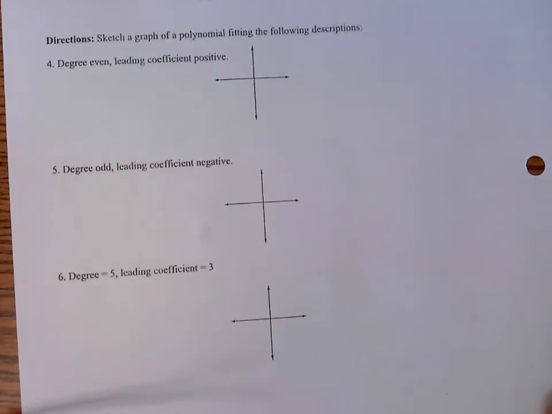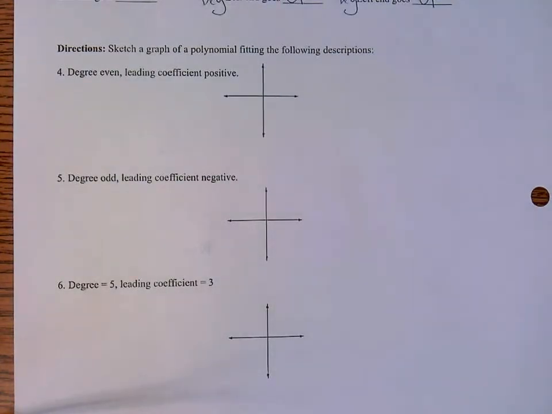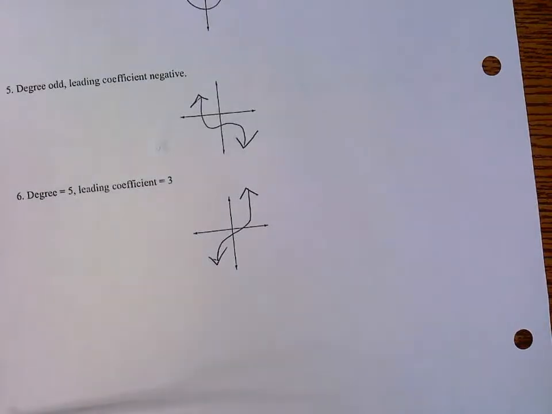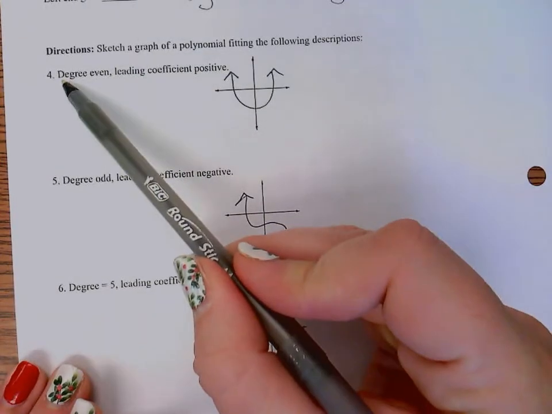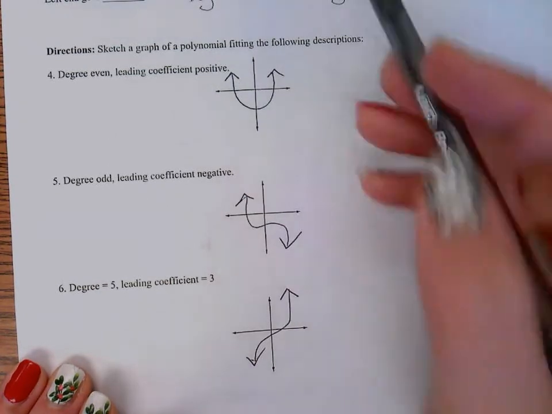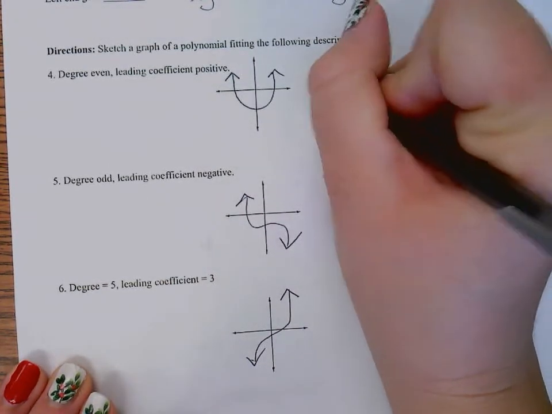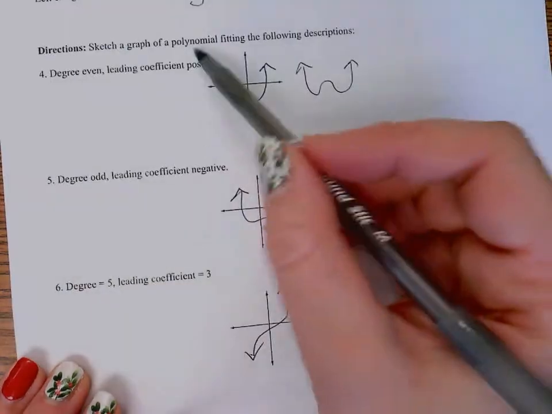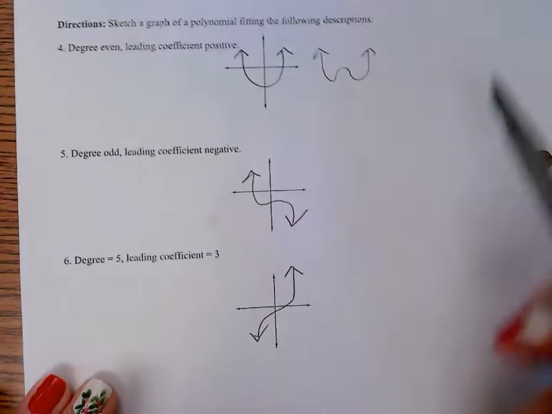So now we are sketching graphs that fit these characteristics. All right, so you check your own answers. Number 4, as long as both ends of your graph pointed up, you're in good shape. But you could have done a W shape like this. I mean, there's multiple answers for that one. But as long as both ends are pointing up.